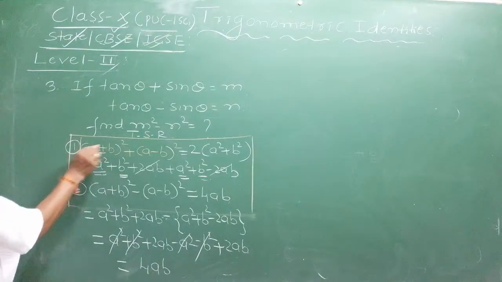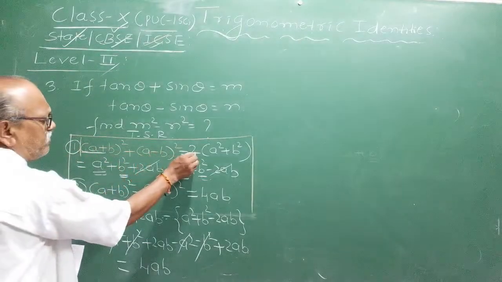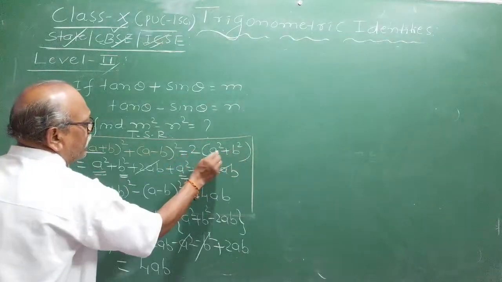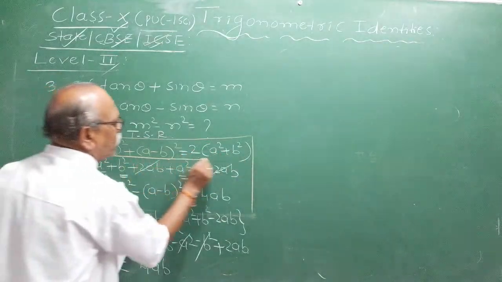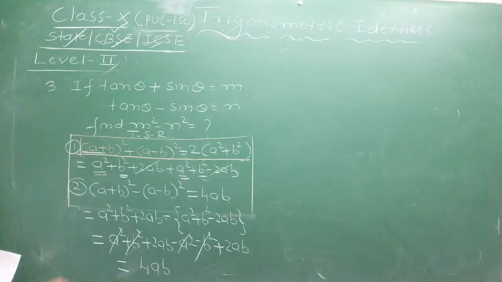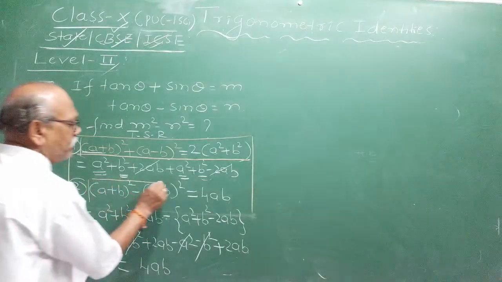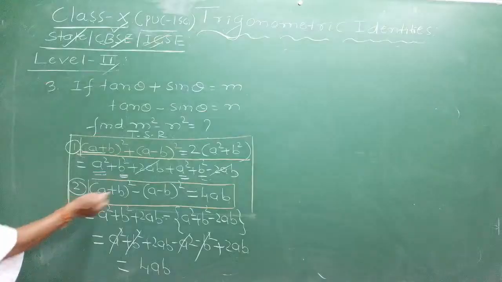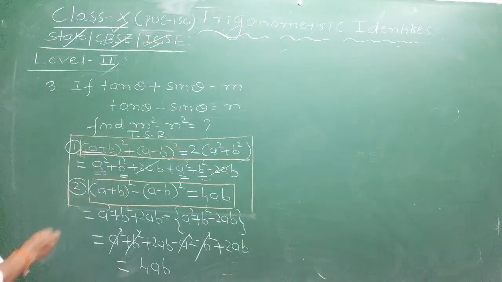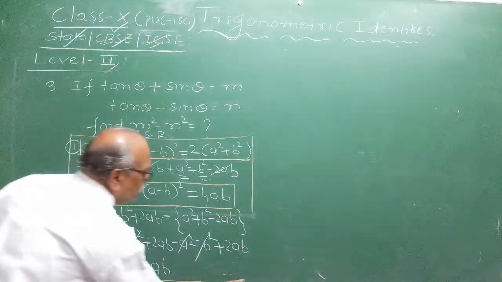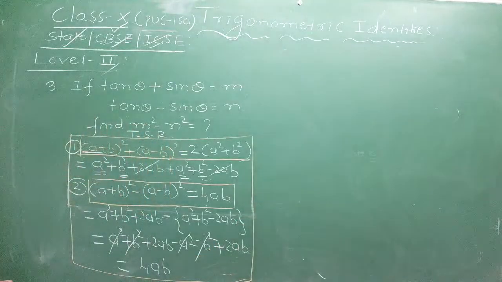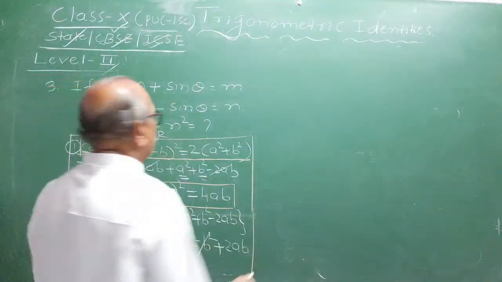Remember these two: (a plus b) whole square plus (a minus b) whole square, henceforth you can write it as 2 into bracket a square plus b square. This is a very useful identity. And even (a plus b) whole square minus (a minus b) whole square becomes 4ab. So these identities are going to help you speed up your calculations, particularly in the competitive exams.